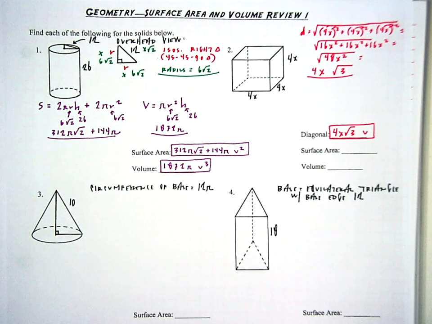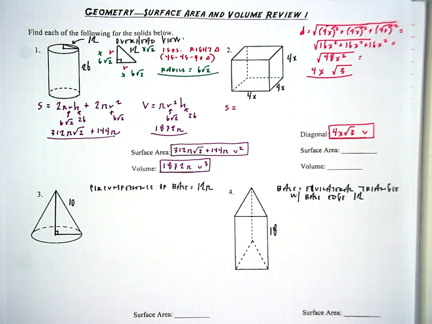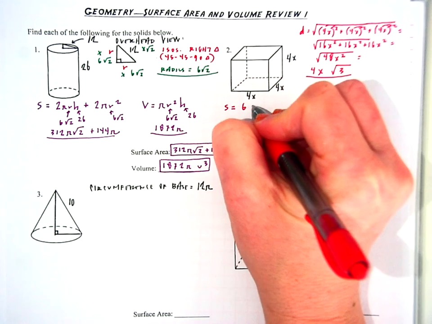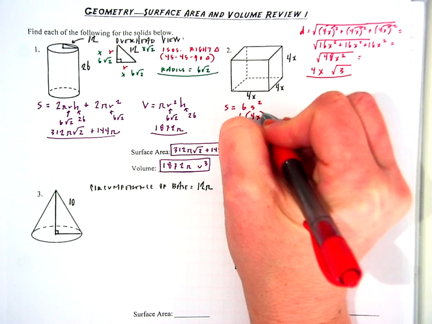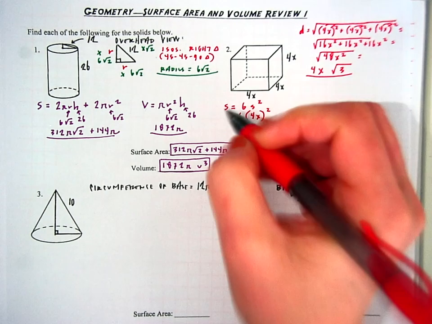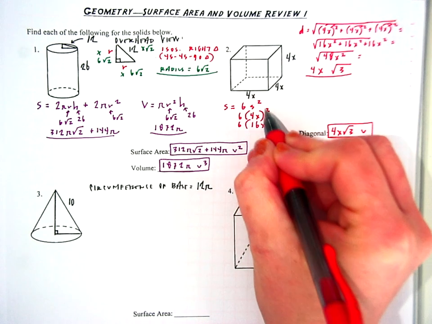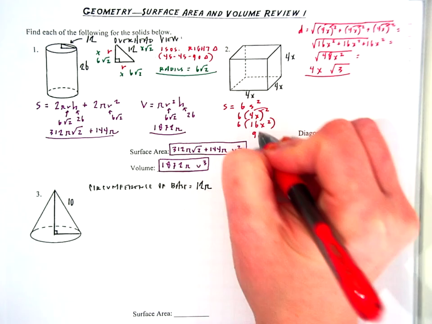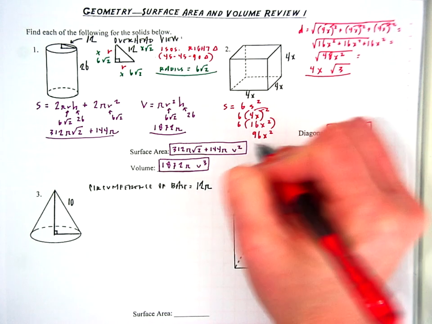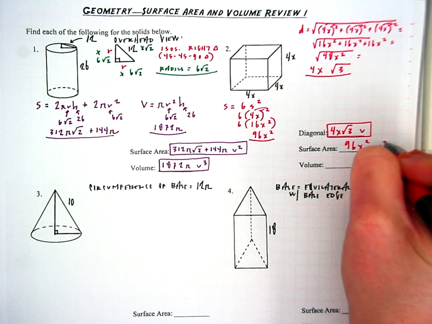Okay, and then surface area, I'll tuck that in right here. It's a cube, so all of my faces are perfect squares, and I have 6 of them. So 6 times a side squared, so 6 times 4x as a quantity squared. So here I have 6 times 16x squared, just like that, which then will become 96x squared units squared. So 96x squared units squared.